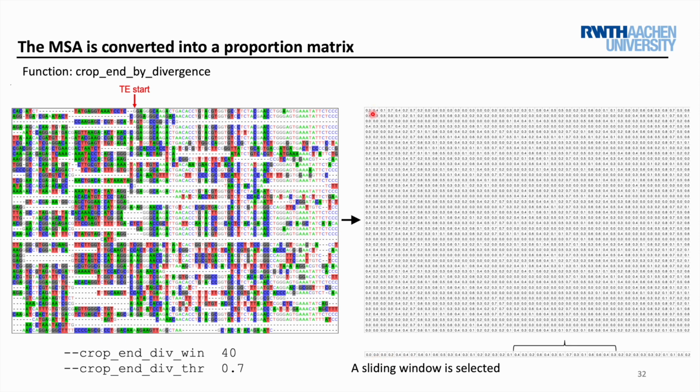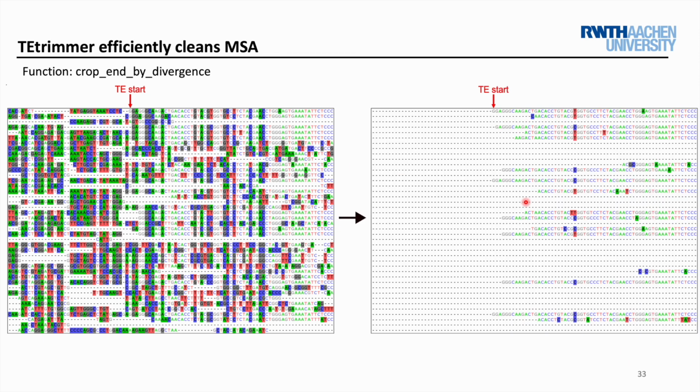This is only one row for the left side, and it is the same for other rows. For the right side, it is the same: the sliding window will be created, but it moves from right to left. Then, from here to here, you can very accurately and efficiently clean the multiple sequence alignments.